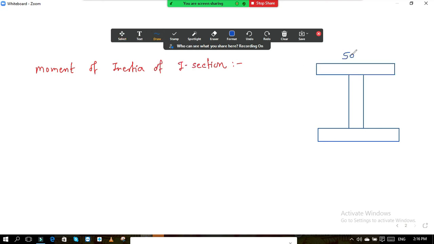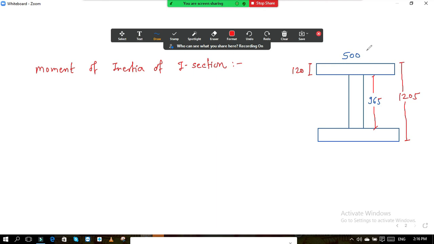Okay, so this dimension is 500, and this is 965. You know these dimensions. This is 965. Okay. This is 120, and this total is 1205 from this point.